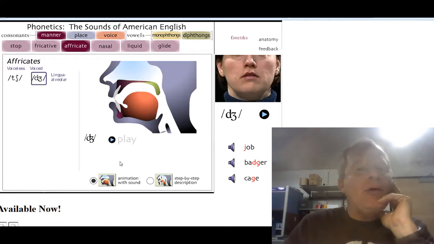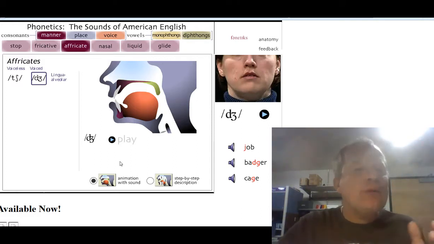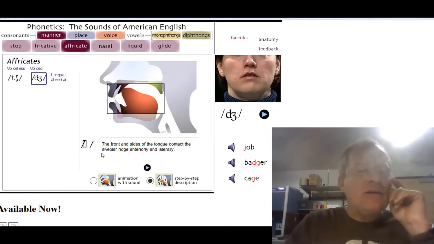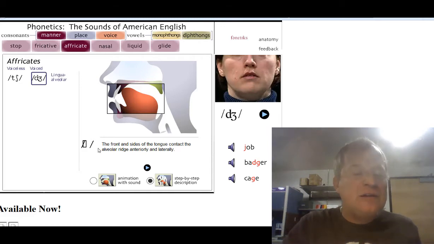Okay, let's learn a little bit more about that J, that J hat check, the lingua-alveolar consonant, also an affricate consonant, a voiced consonant, no doubt, too. J. You see where that tongue is, kind of right on the alveolar area there? Let's look at a description here. It says the front and sides of the tongue contact the alveolar ridge anteriorly and laterally, as you can see what's happening there.